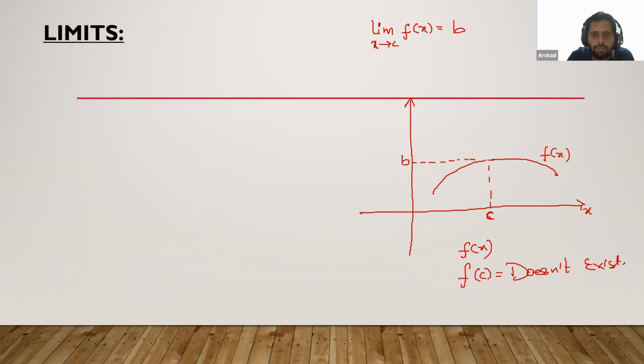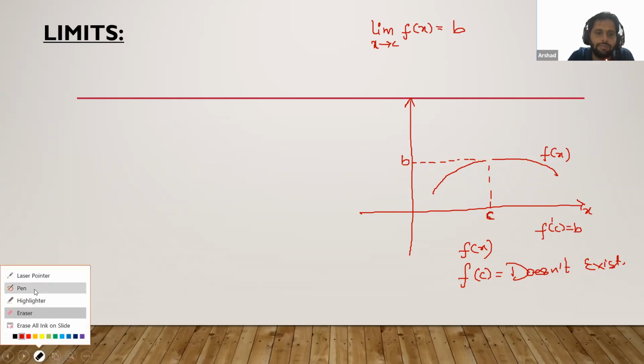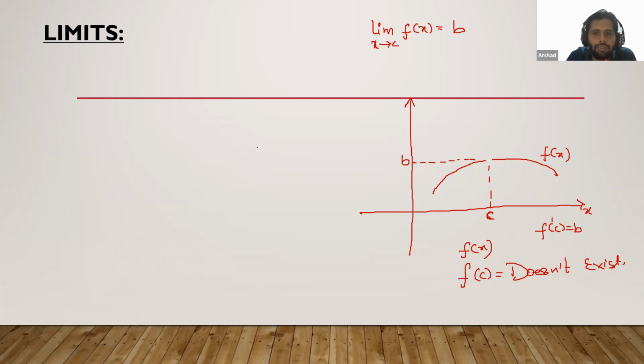There's no value. Suppose you write a point like this, okay, now b. Now we can say that here f(c) is equal to b, because there is something here. But what will happen if I erase this part? What will happen if nothing is there? Then f(c) does not exist. Then one thing is clear: if I am writing limit x tends to c, f(x) is equal to b, then this doesn't mean f(c).